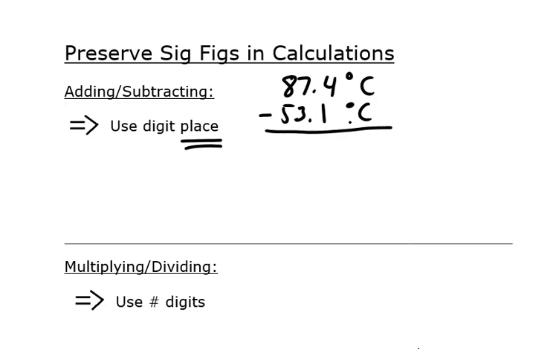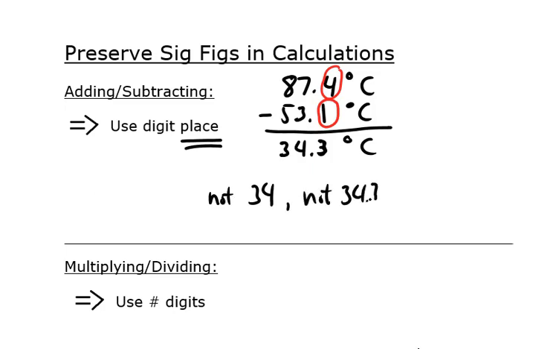We go by place. Notice that the first number is good to the tenths place, and the second number is good to the tenths place, therefore your answer is also going to be good to the tenths. So we do the subtraction, we get 34.3 degrees C, and we keep all of those digits because we're good to the tenths place, one decimal place. So we don't report 34, and not 34.30, because we don't have that place. So neither of those.